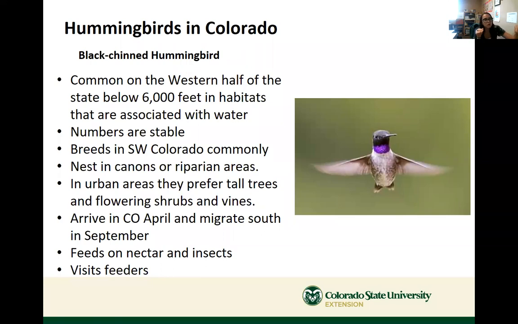The very southwestern corner of Colorado is a part of its breeding range. They'll nest in canyons or riparian areas, like I mentioned. If they are in urban areas, they'll prefer tall trees, flowering shrubs, vines, somewhere with a lot of protection. They arrive in Colorado in April, and they usually leave by September. They feed on nectar and insects, and again, they will visit your feeder.